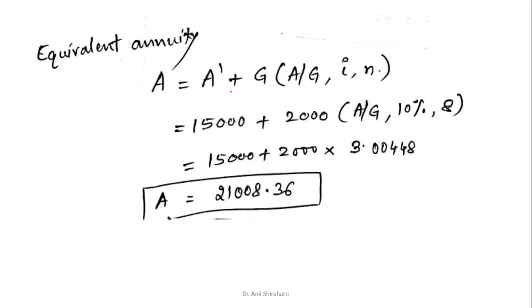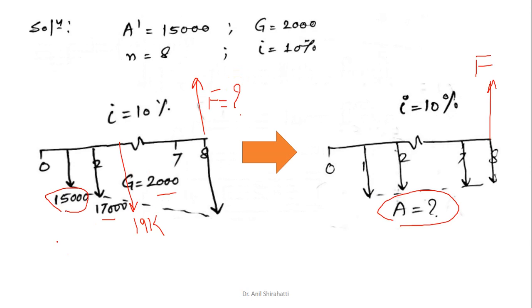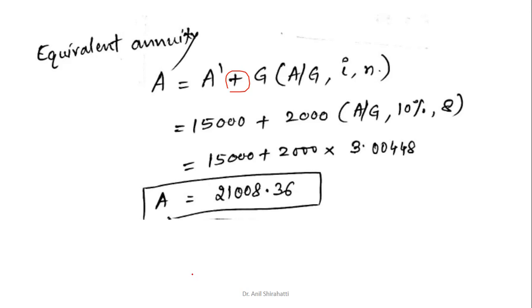So here you can see why I am using the plus, because this is increasing in the series. If it is decreasing, that will come as negative. So what is A dash? That is the first year, 15,000. The rate of increase is 2,000, and in A by G, I is 10%, N is 8 years. So this constant value can be easily found using the compound interest tables, going to the A by G column. Now if you do this, I got a value of 21,008 rupees.